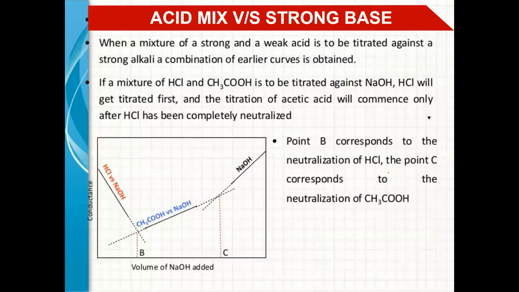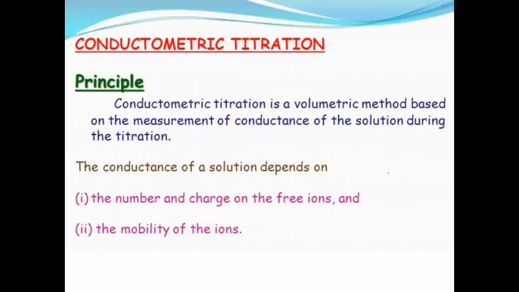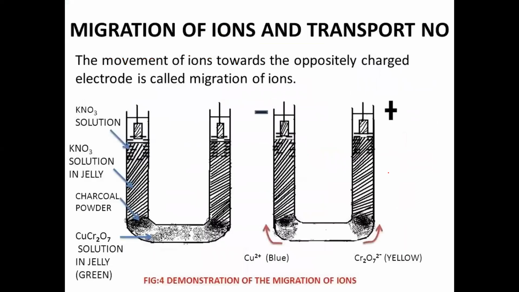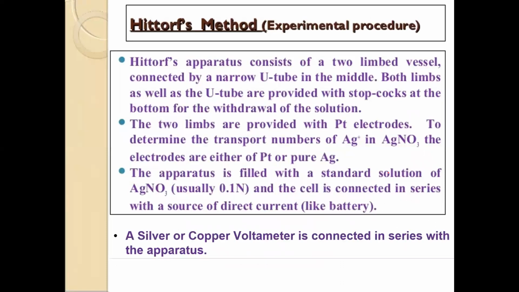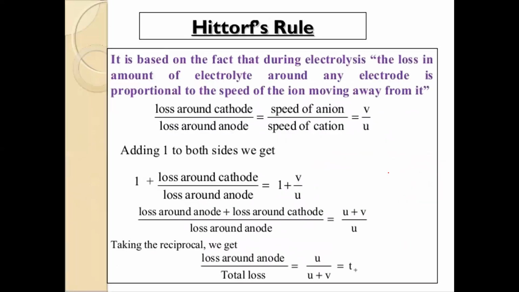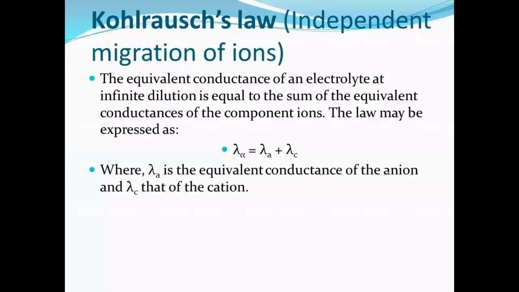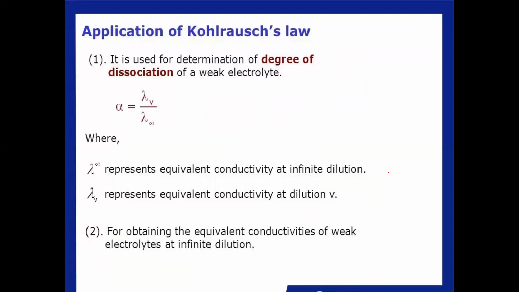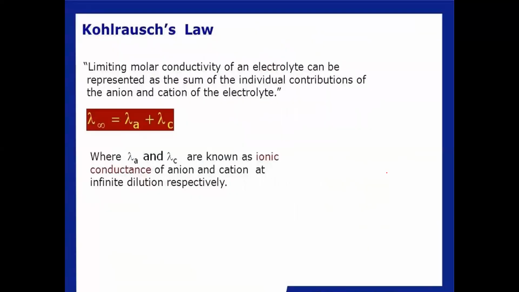Conductometric titrations are important. Different types of conductometric titrations, acid-base titrations are important, and transport number and the Hittorf method, that is an important one. Hittorf method and transport number. How can you calculate the transport number of an ion by using the Hittorf method? That is the important one. Kohlrausch law. What is Kohlrausch law and its applications? In the applications, degree of dissociation is important. And next, determination of equivalent conductance of weak electrolytes by using strong electrolytes. That is the important one.